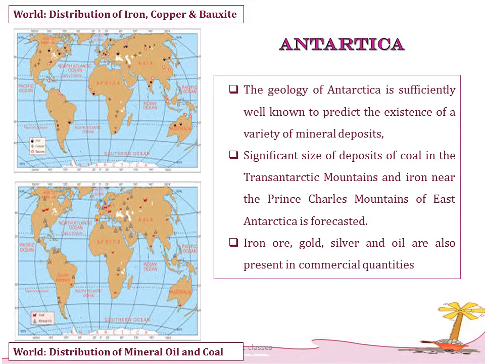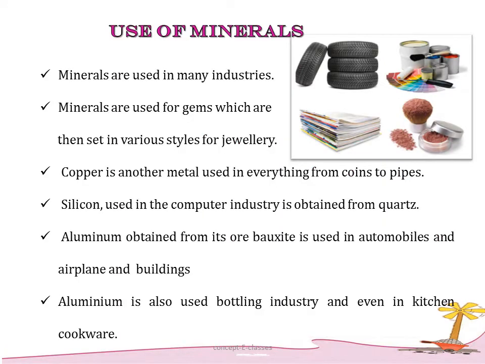Now, the geology of Antarctica is sufficiently well known to predict the existence of a variety of mineral deposits. A large amount of coal is forecasted to be in the Transantarctic Mountains and iron near the Prince Charles Mountains of East Antarctica. Iron ore, gold, silver and oil are also present in commercial quantities. So now let's see the uses of minerals.